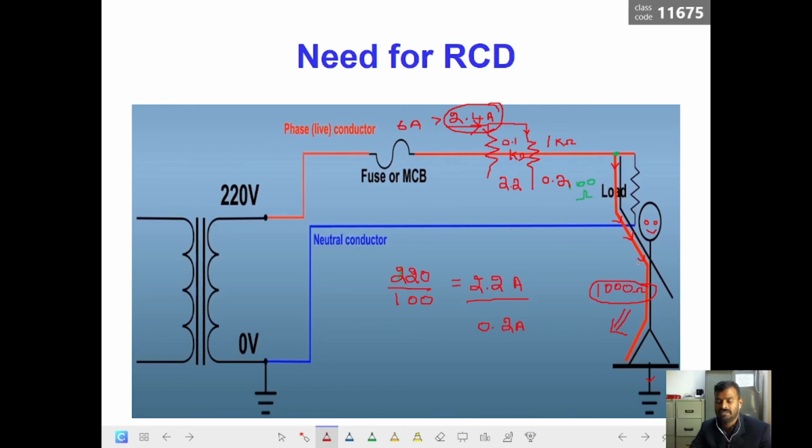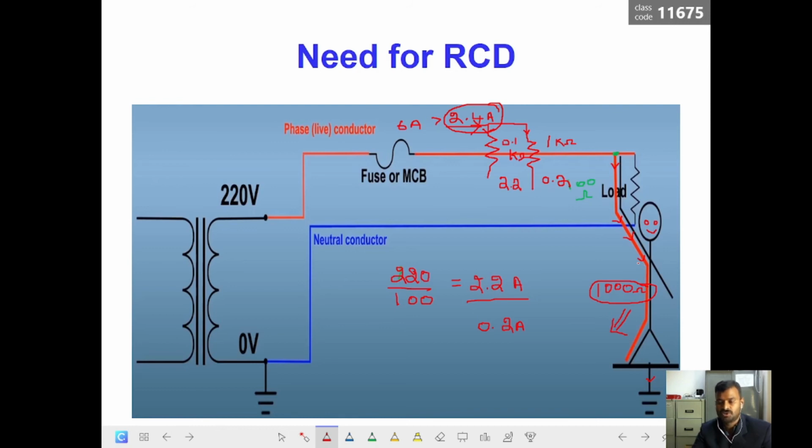Okay, because at 0.3 milliamperes of current itself, the human being feels the shock. If the current exceeds 0.3 milliamperes, the human feels the shock. So when the current increases, the severity also increases.